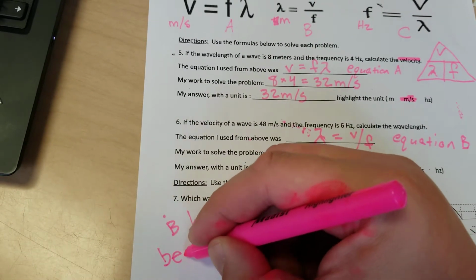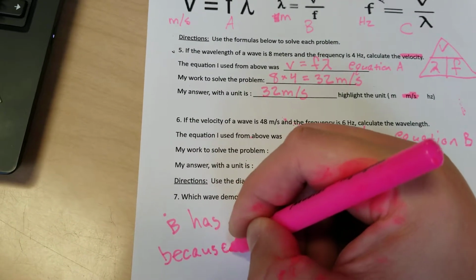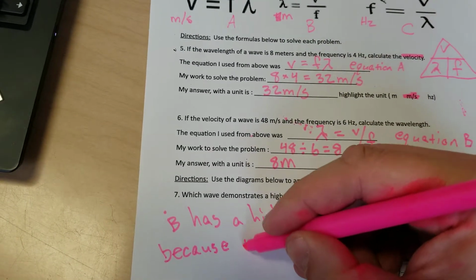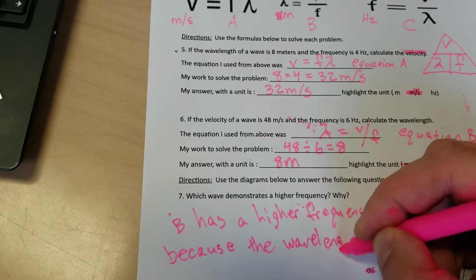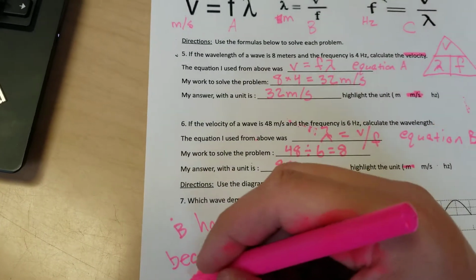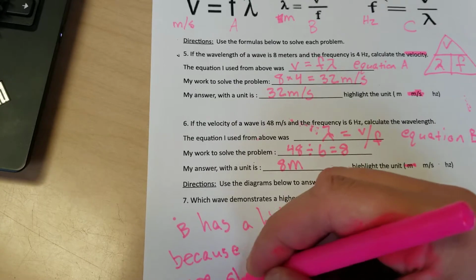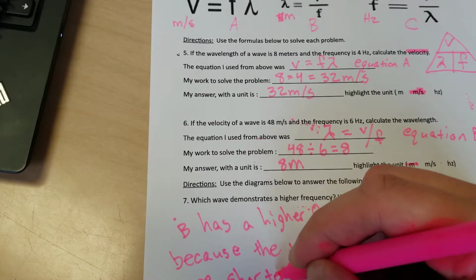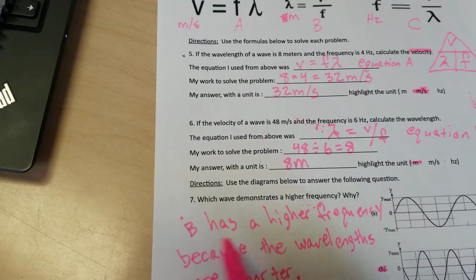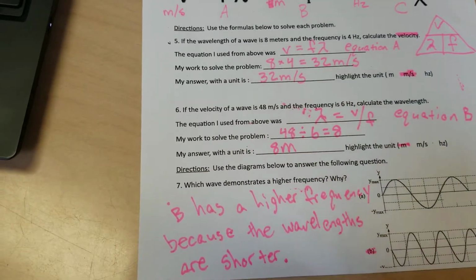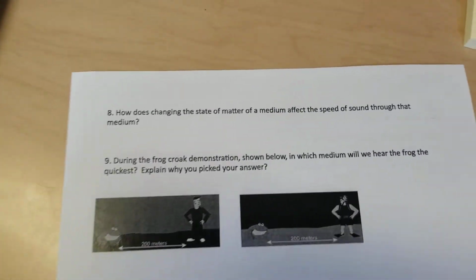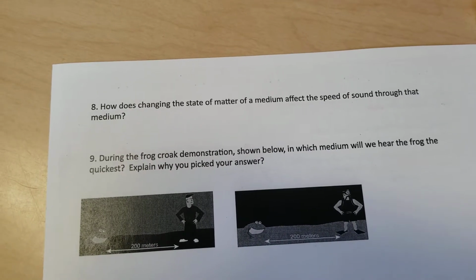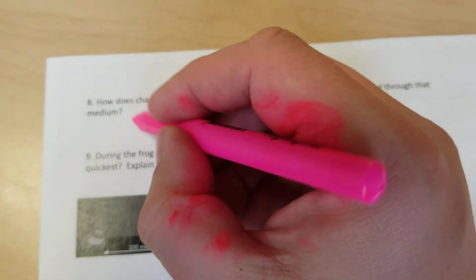And why? Because the wavelengths are shorter, period. So, capital letter, period, complete sentence, that's the other half a point. Giving a full explanation, that's going to get you your full points. That's side 1. Side 2, how does changing the state of matter of a medium affect the speed of sound through that medium?